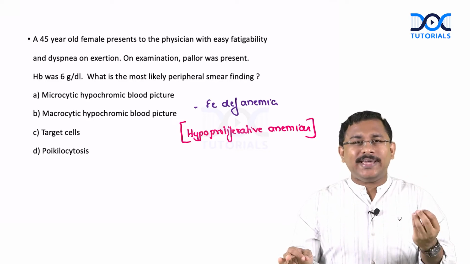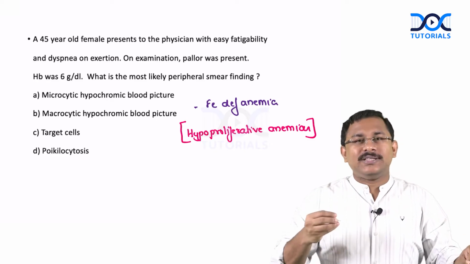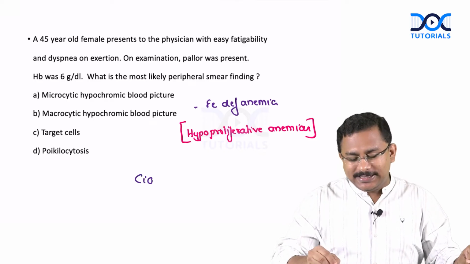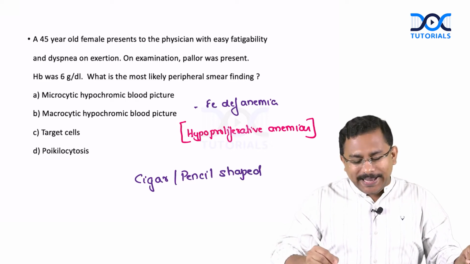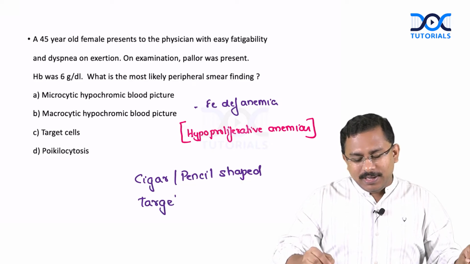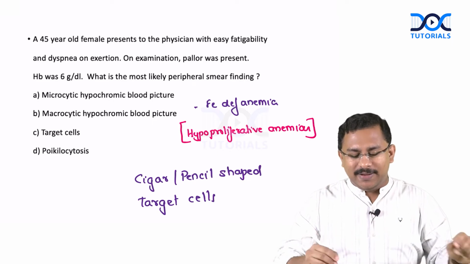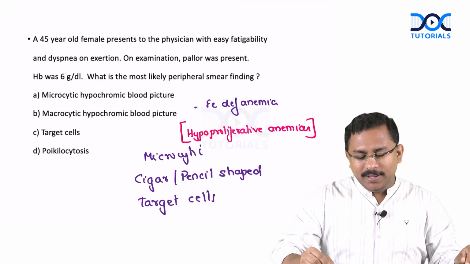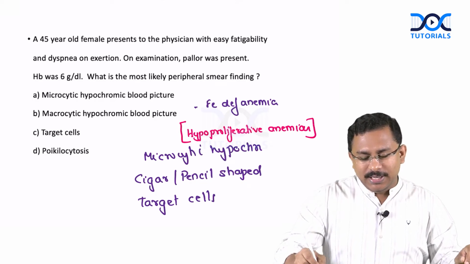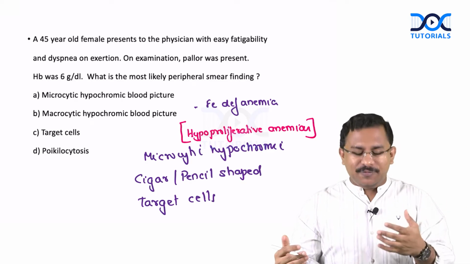Can you have poikilocytosis? Yes, you can have poikilocytosis in the form of, say, cigar-shaped or pencil-shaped cells. You can also have target cells. Now you might ask me, sir, you're saying that in iron deficiency anemia, you can have a microcytic hypochromic picture. Microcytic hypochromic. You can have poikilocytosis in the form of pencil-shaped or coin-shaped or cigar-shaped cells. You can have target cells.